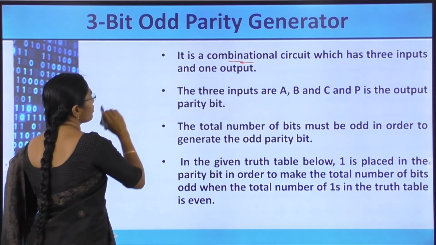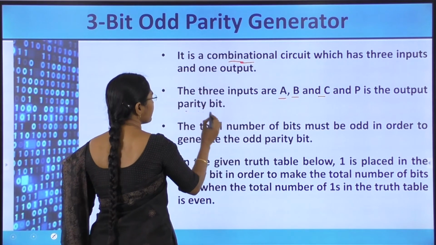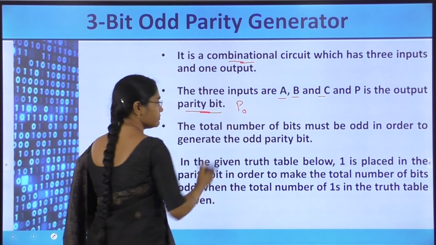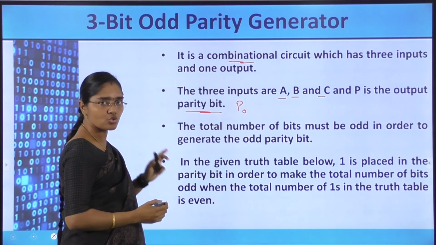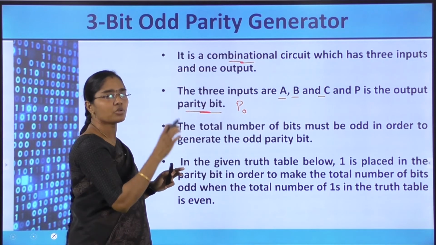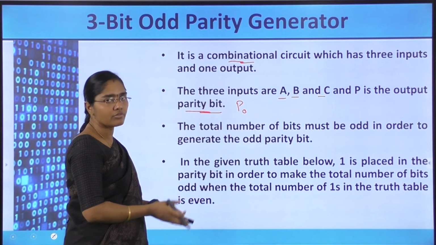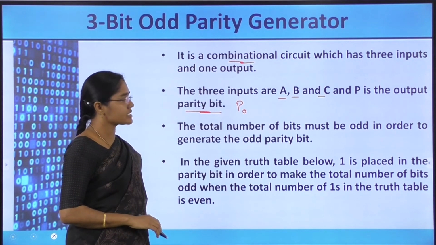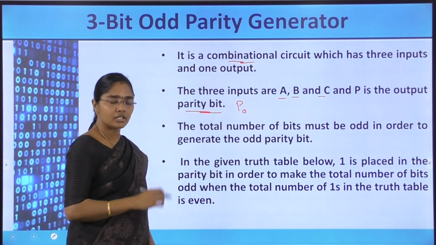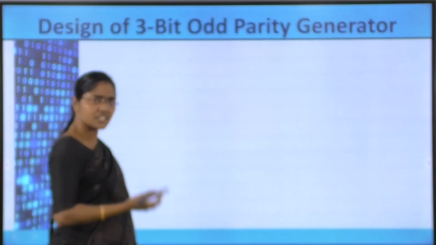Okay, so 3 inputs, consider those as A, B, C, and take the parity bit P0 as the output, and the output of this parity generator should be 1 if an even number of ones exist in the input, or the output is 0 if an odd number of ones exist in the input. Okay, let's see the 3-bit odd parity generator design part.